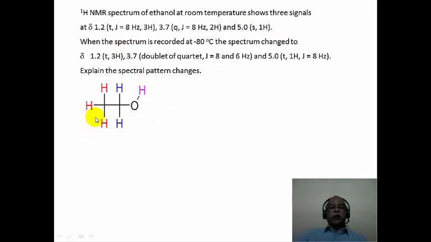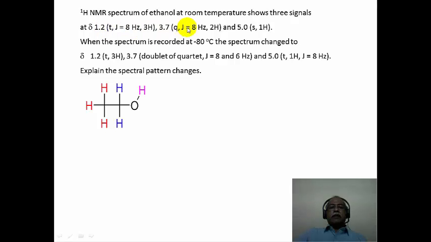So the 1.2 corresponds to these three red hydrogens, the 3.7 corresponds to these two blue hydrogens, the magenta hydrogen corresponds to 5.0 ppm delta value. It's a singlet of one hydrogen. In other words, there is no coupling between the magenta hydrogen and the two methylene hydrogens. When the spectrum is recorded at minus 80 degrees, the spectral pattern changes. Explain the spectral pattern changes in your answer. This is the question: explain the patterns that you observe.